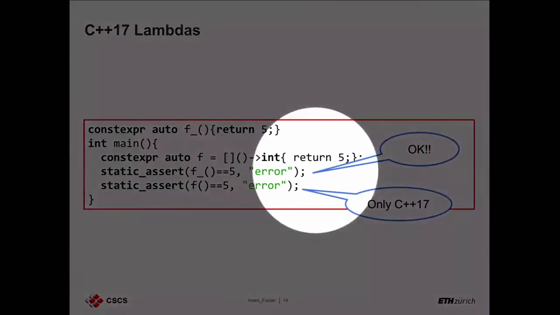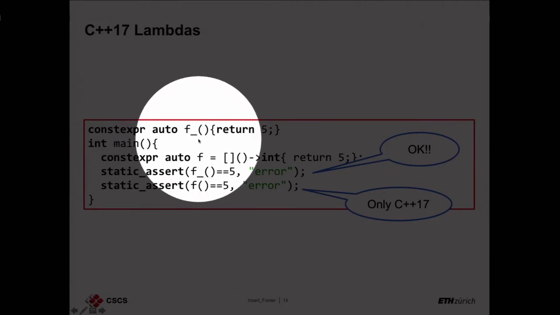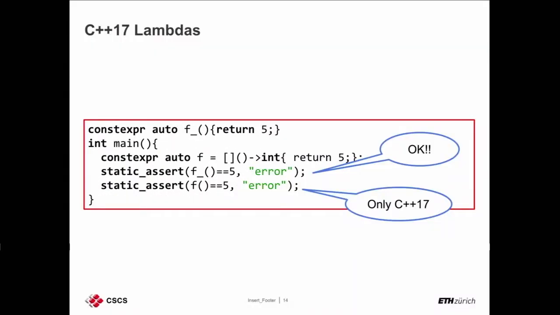So this, you could do it before C++11, right? You can have your constexpr function. And this is another example in which you can see that if you use lambdas, you can keep your code at your site. Before, this function had to be defined somewhere. Now you can define your stuff where you're actually using it.